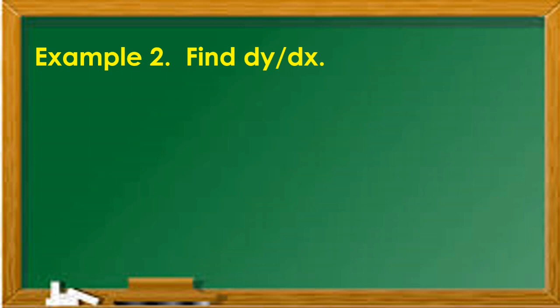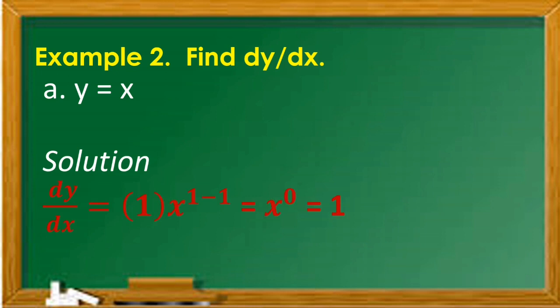Example number 2. Find dy over dx given y equals x. So, dy over dx equals, the exponent of x here is 1. So, bring down 1, then multiply it by x raised to 1 minus 1. So, it's equal to x raised to 0, which is equal to 1.